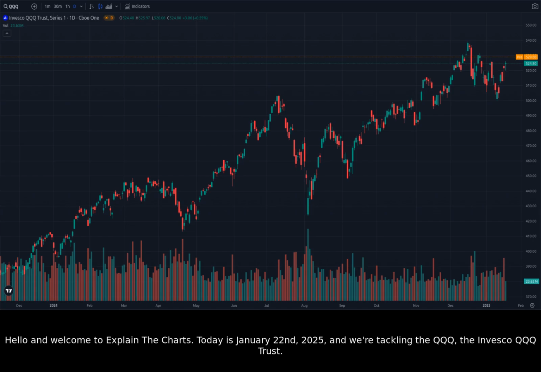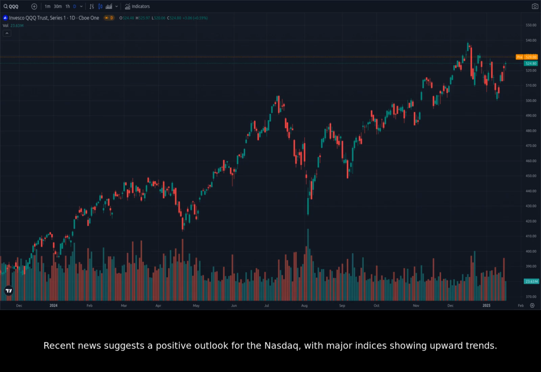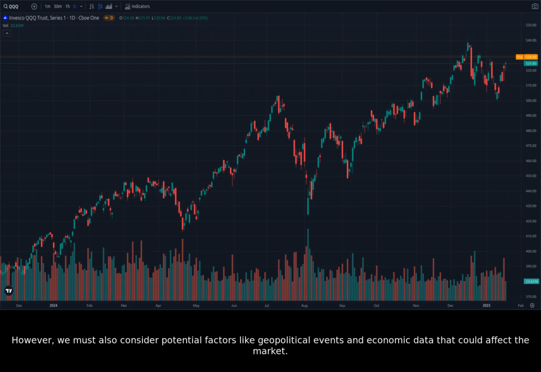Today is January 22nd, 2025, and we're tackling the QQQ, the Invesco QQQ Trust. Recent news suggests a positive outlook for the Nasdaq, with major indices showing upward trends. However, we must also consider potential factors like geopolitical events and economic data that could affect the market.